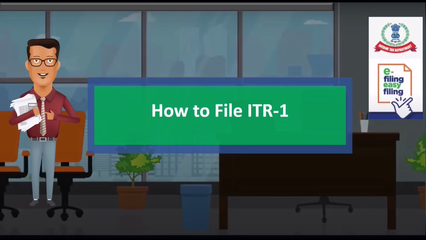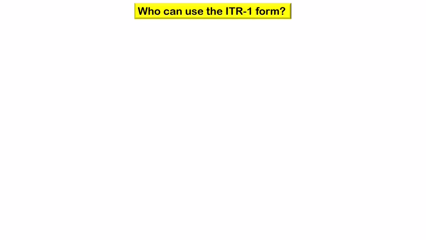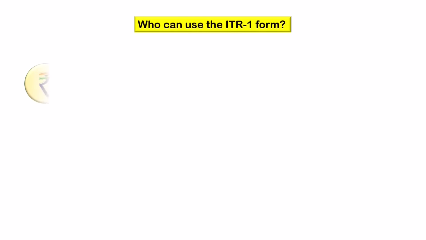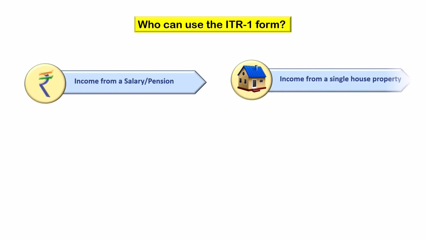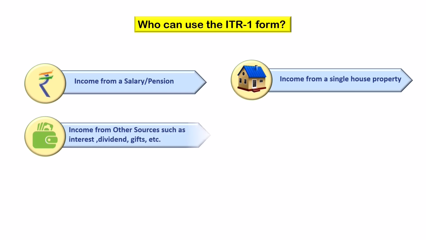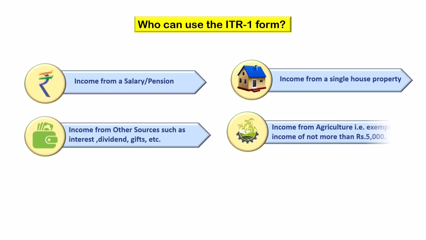This video is on how to file income tax return in Form ITR1. Form ITR1 can be used for filing income tax return by resident individuals having income from salary or pension, income from a single house property, income from other sources such as interest, dividend, gifts, etc., income from agriculture that is exempt income of not more than Rs 5,000.